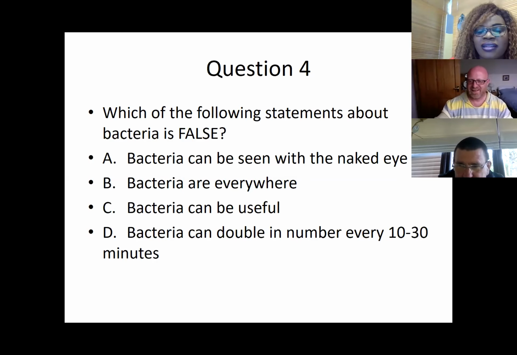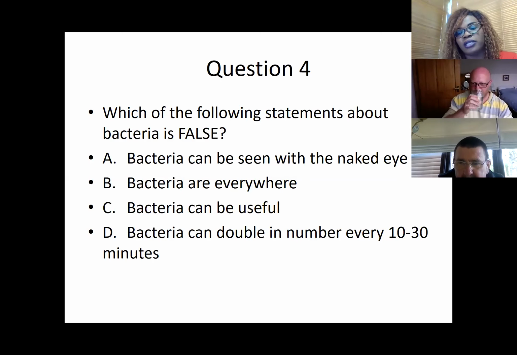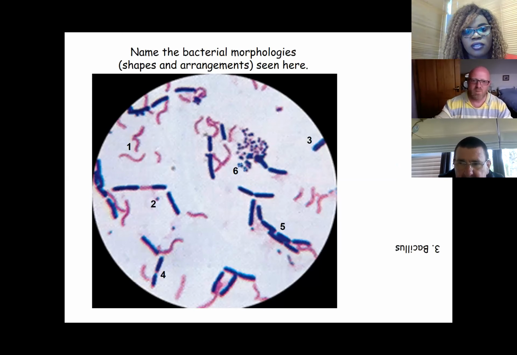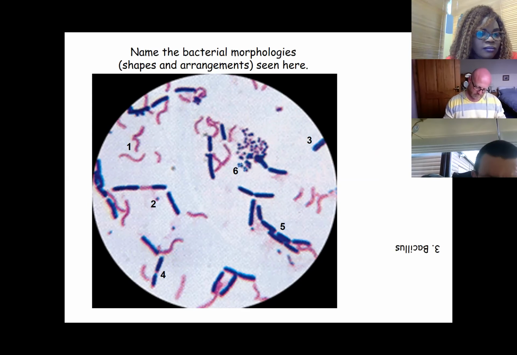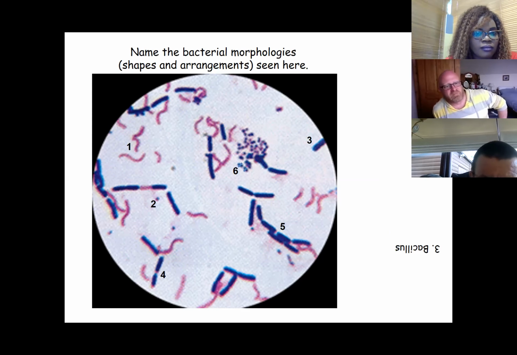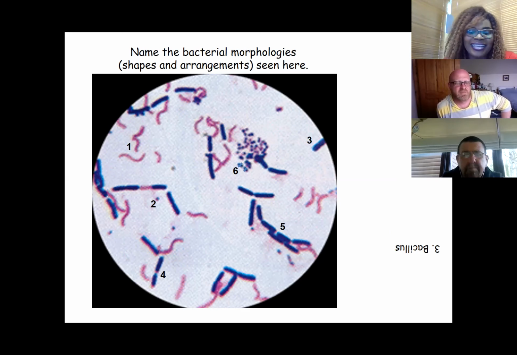All right, then let's look at some of the microscope ones because I'm a bit worried about the clarity. So, name the bacterial morphologies, shapes and arrangements seen here. I've done the first one. Bacillus is number 3. Okay, can someone have a go? Number 1, what is it? Spirillum? Yes, exactly. Fantastic. Wow, that is really good.